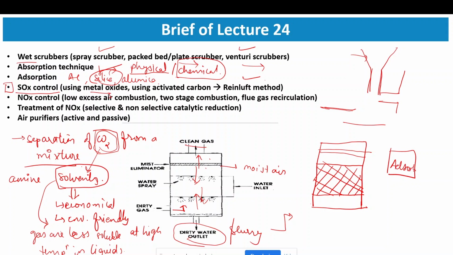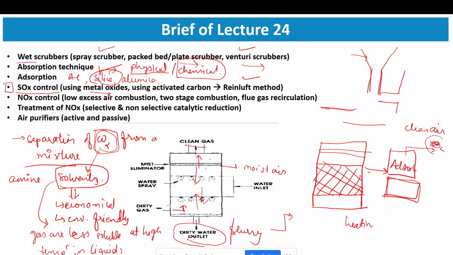You adsorb. You pass the air through an adsorbent, which is activated carbon here. When air passes through, sulfur dioxide will be adsorbed on it, and later there will be a regeneration section. Now that sulfur dioxide can be used. Sorry, this will be clean air. If the activated carbon contains sulfur dioxide, you regenerate it by heating it, because heating will initiate or accelerate the desorption process.